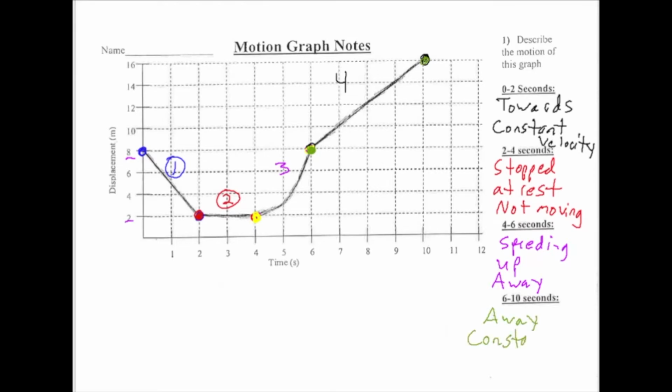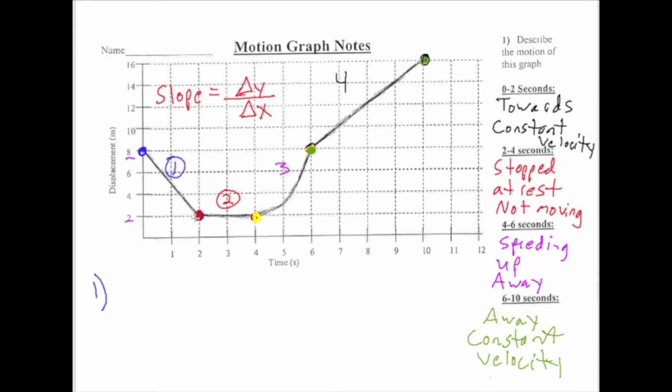Now that we're done describing the different types of motion qualitatively, we're going to look at them quantitatively by finding the slope of each different type of motion. So let's start with line number 1. The slope, right? We should know that slope is just equal to change in y over change in x, and that's just rise over run.